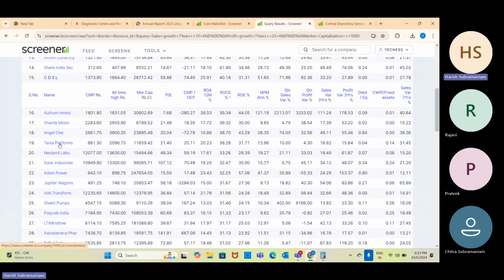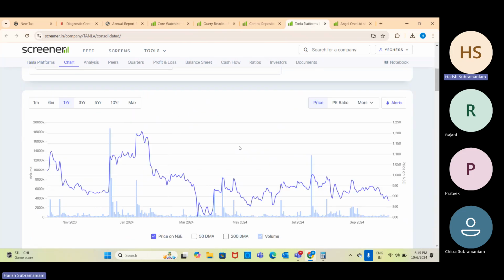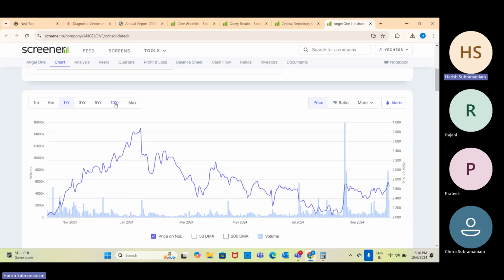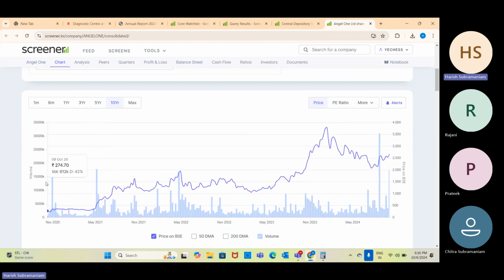So let's look at, for example, Tanla Platforms and Angel One. These are all known companies. We look at the price over here, and you can see it was a low price. The sales have gone up and now the share price has also gone up. This was some 14 rupees and now it is some 800 rupees. We look at this stock; it doesn't have much of a history, just 4 years.